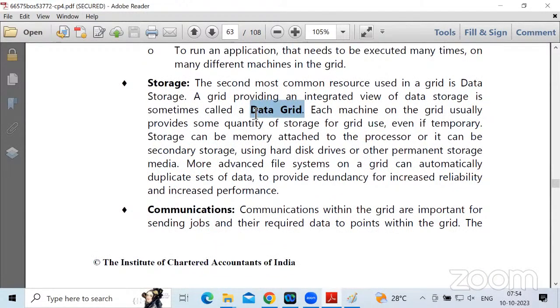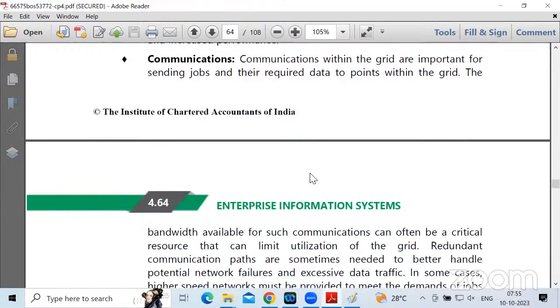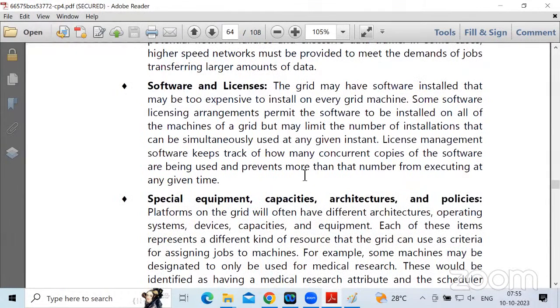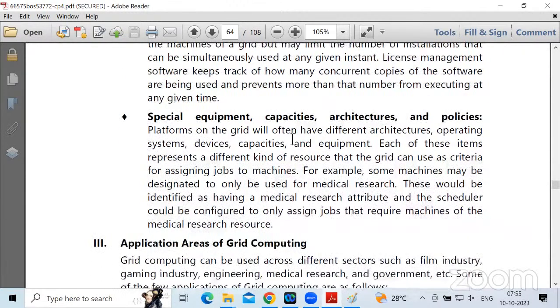Storage, so data grid, the data can be stored in the storage computers. Communication, it can be transmitted from one computer to another computer. Software and license, one software can be used for deployment in many computers. Thereby, the cost can be reduced. Special equipment, capacities, architectures as well as policies.